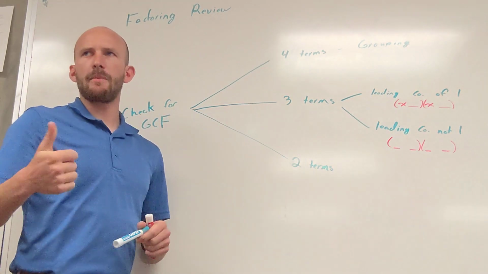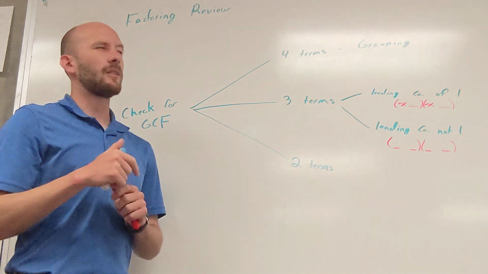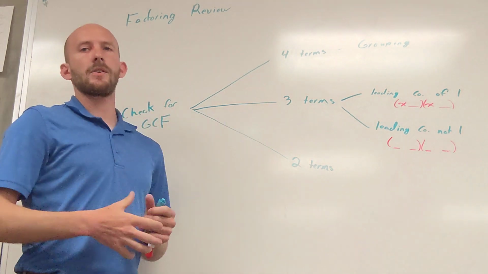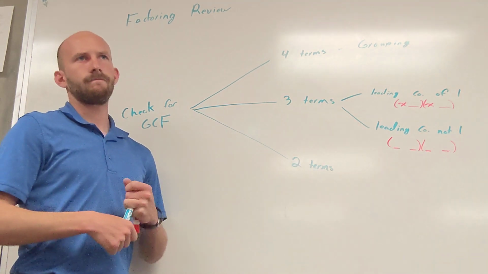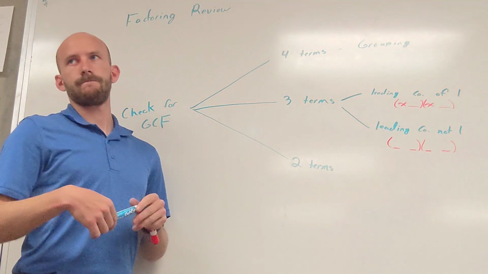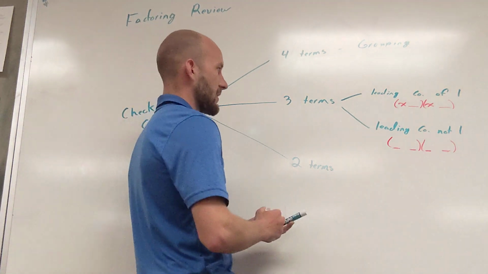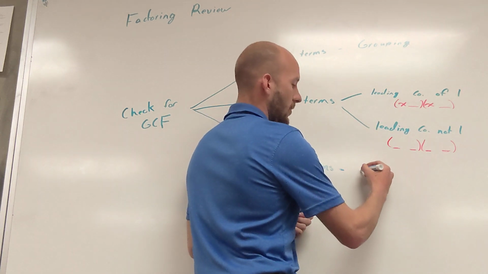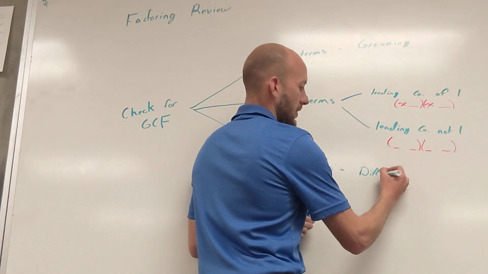you guys remember any type of factoring for 2 terms? Like if I'm trying to factor an expression that only has 2 terms, there's only one method that we did there. The squared one. The difference of squares. So if there's 2 terms, the only method of factoring that we have is a difference of squares.